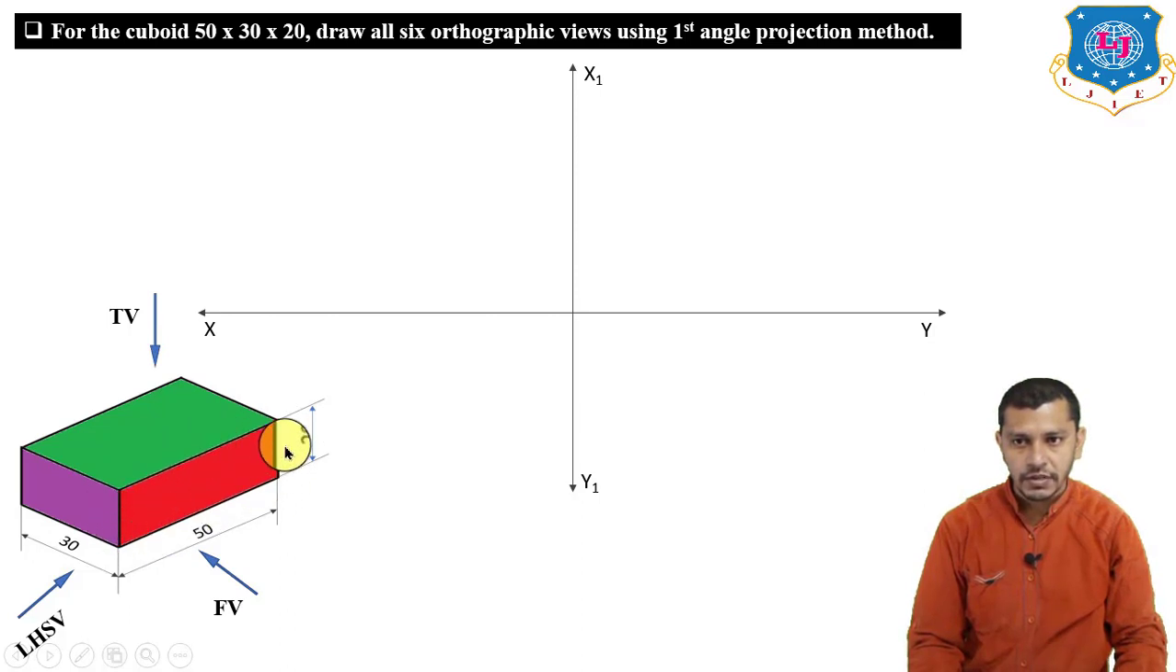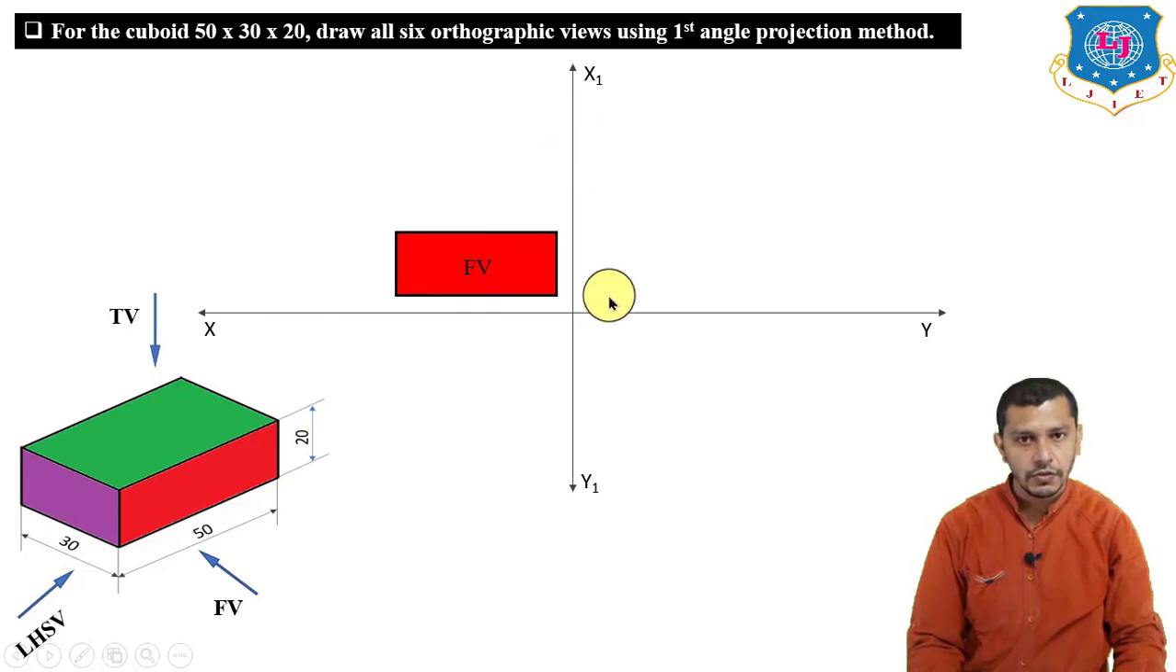So this red surface of the cuboid gives us the front view. This will be our front view, length 50 and height 20 mm. The length of the front view is parallel to the XY reference line and the height of the front view is parallel to the X1 Y1 line.